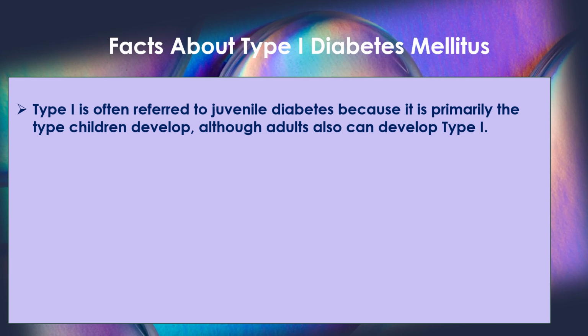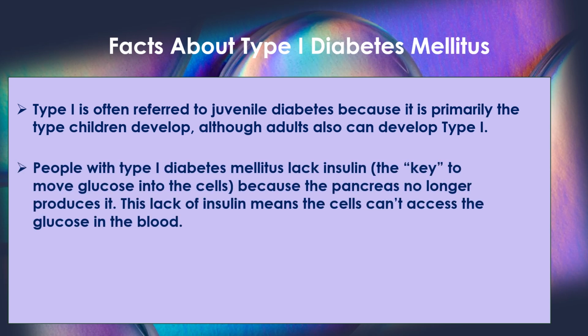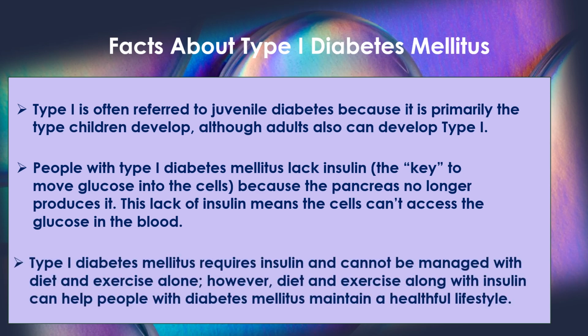Some facts about type 1 diabetes mellitus include type 1 is often referred to as juvenile diabetes because it is primarily the type children develop, although adults can develop type 1 as well. People with type 1 diabetes mellitus lack insulin or the key to move glucose into the cells because the pancreas no longer produces it. This lack of insulin means the cells can't access the glucose in the blood. Type 1 diabetes mellitus requires insulin and cannot be managed with diet and exercise alone. However, diet and exercise along with insulin can help people with diabetes mellitus maintain a healthful lifestyle.